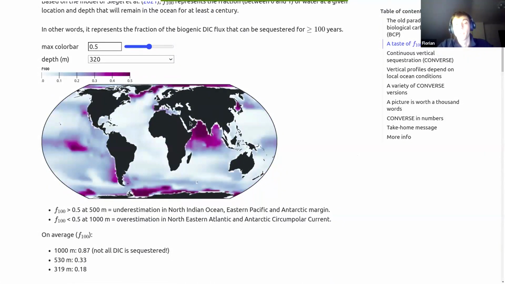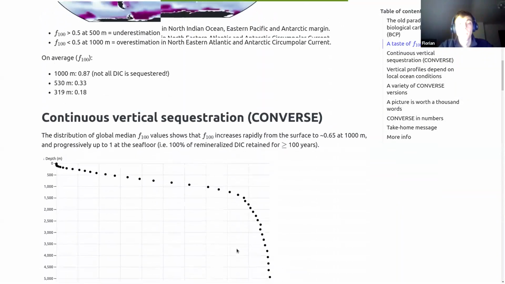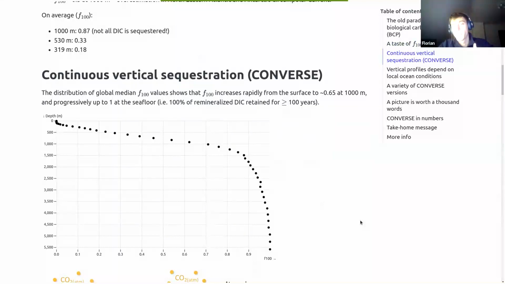Especially also in the northern parts of the Indian Ocean, also in the Eastern Pacific. So on average, you see that even at shallow depth, you still have, on average, a factor of 0.2, which really put the question of, okay, we need a new concept about this sequestration. That's where the concept of CONVERSE comes in.